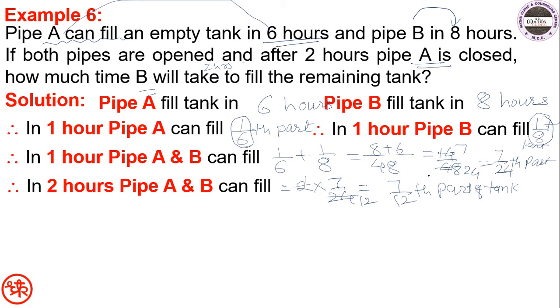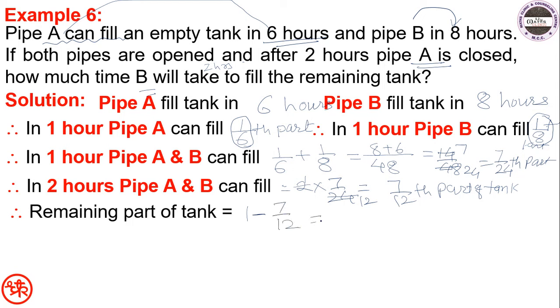Now, 7 by 12th part of tank is filled by pipe A and B in 2 hours. So what is the empty tank left now? That is 1 minus 7 by 12. Is that clear? So the full part is taken. Therefore, remaining part of tank is equal to 1 minus the tank filled by A and B in 2 hours, that is 7 by 12. So what is it? It is 12 minus 7 divided by 12, that is equal to 5 by 12th part. Is that clear? 5 by 12th part.